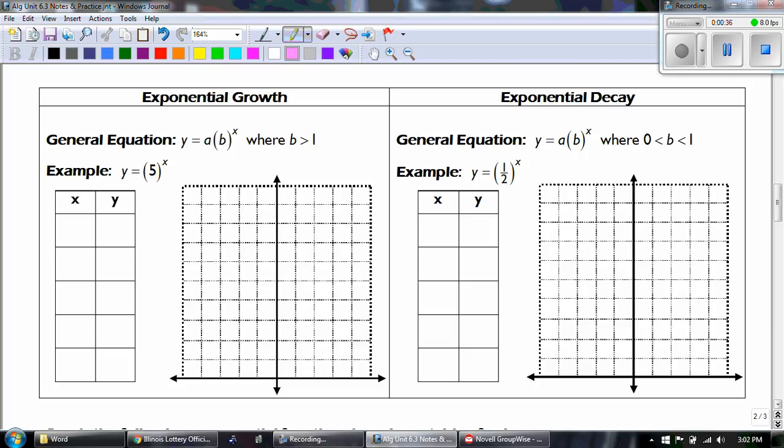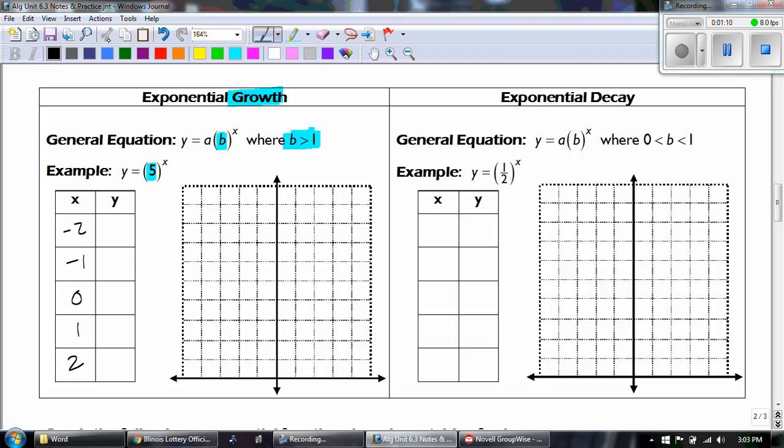Okay, so remember that the general equation for exponential growth and decay is y equals a times b to the x power. But remember, for growth, b, our middle number, has to be greater than 1. Is 5 greater than 1? Yes. Now, for your x values, when we're doing exponential growth or decay, we're always going to do -2, -1, 0, 1, and 2.